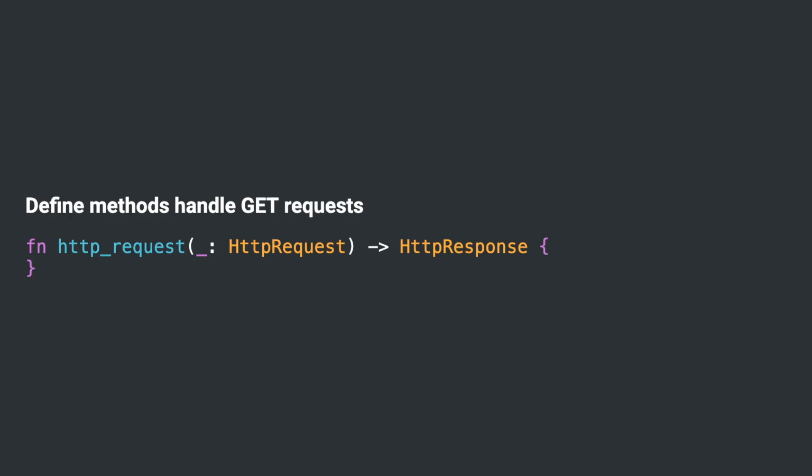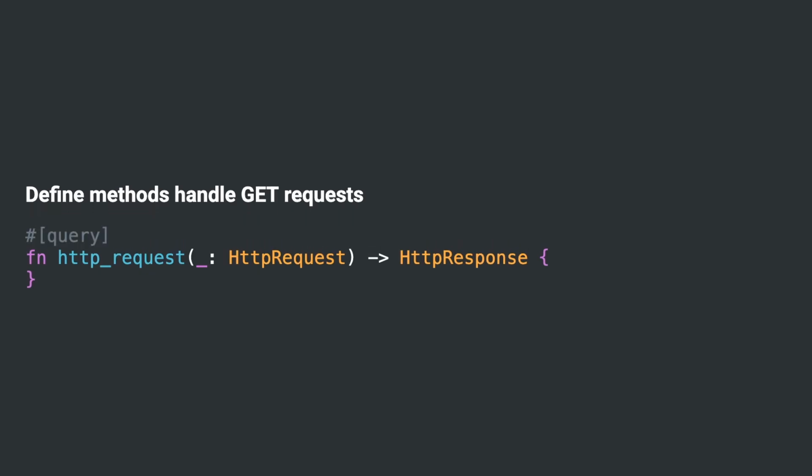Let's start by understanding how to handle GET requests in our MCP server. In Internet Computer canisters, we need to define methods that can handle HTTP requests. Here we see a basic HTTP request handler function. The first step is to add the macro query at the top of our function. This attribute tells the Internet Computer that this method can handle query calls, read-only operations that don't modify state.